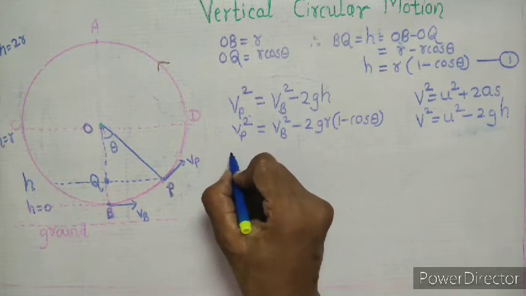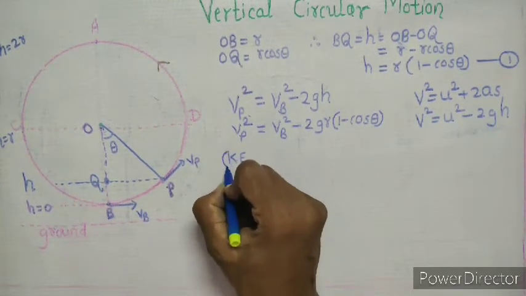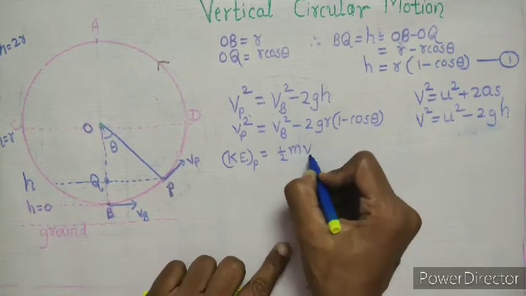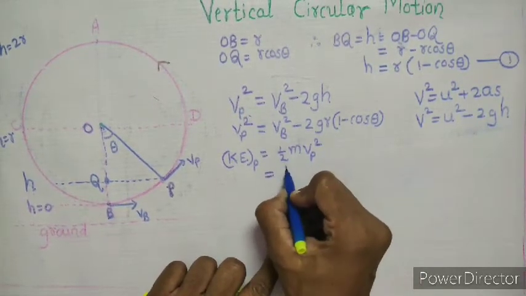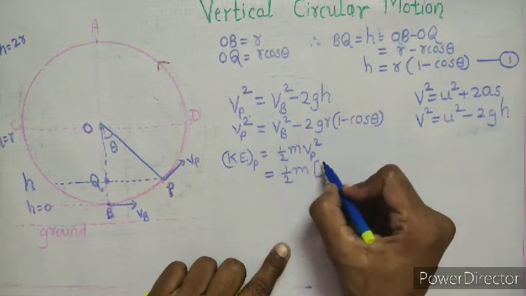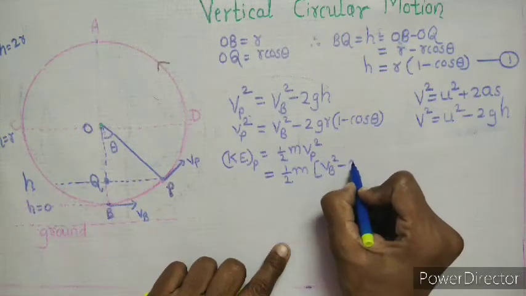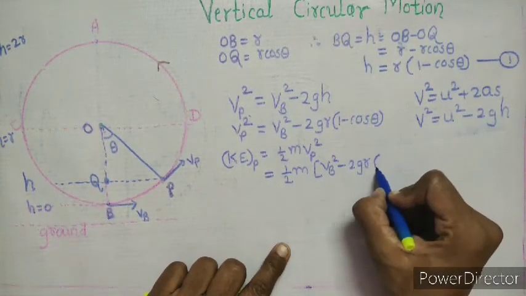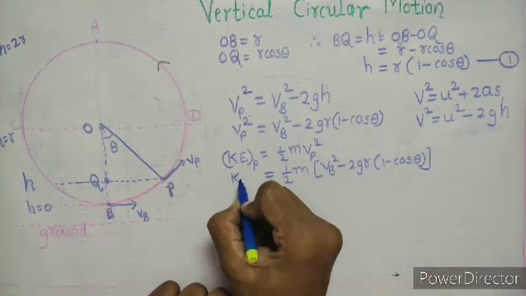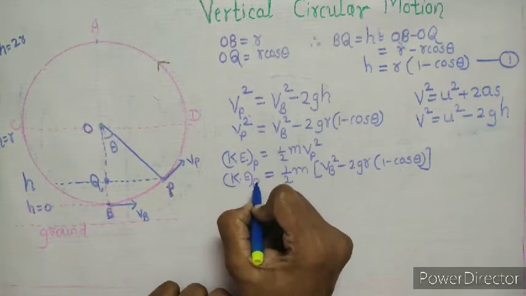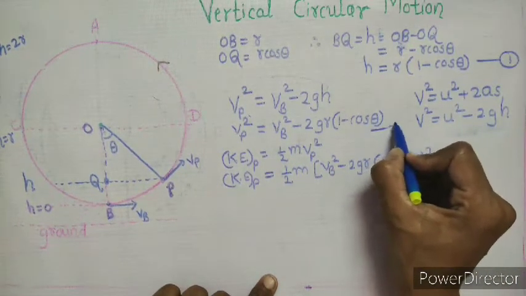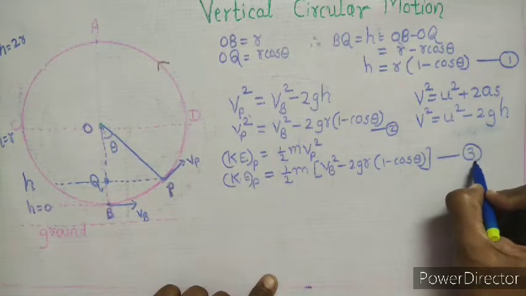Now for the kinetic energy we write, kinetic energy at P can be written as half into M into VP square. It can be equal to half into M inside the bracket, substituting this VP square we get VB square minus twice GR 1 minus cos theta. This is kinetic energy at point P. Suppose VP square is denoted by equation 2. This can be denoted by equation 3.